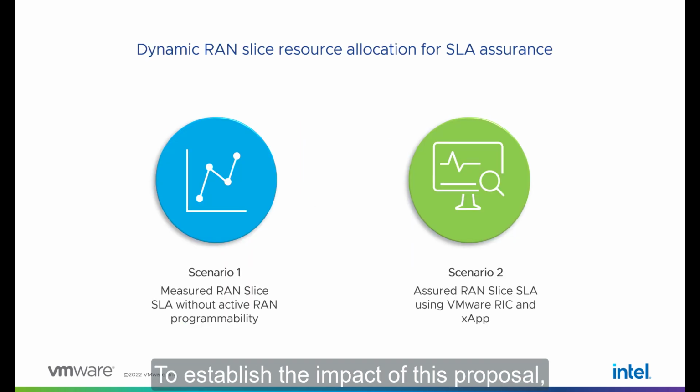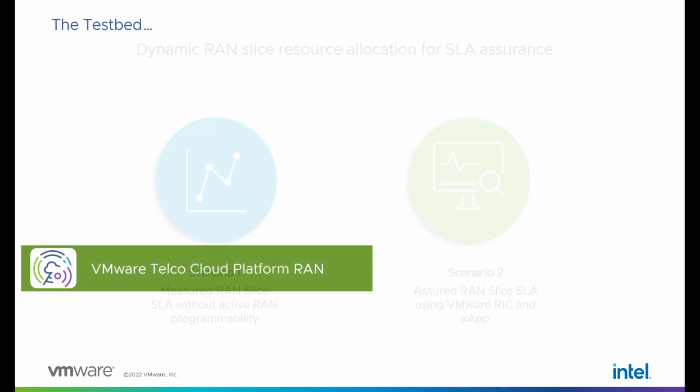To establish the impact of this proposal, in this demo, we are going to compare two scenarios. One without any type of intervention to control RAN slice resources, and one with VMware Distributed RIC and XApp working together to guarantee the RAN slice's SLA.